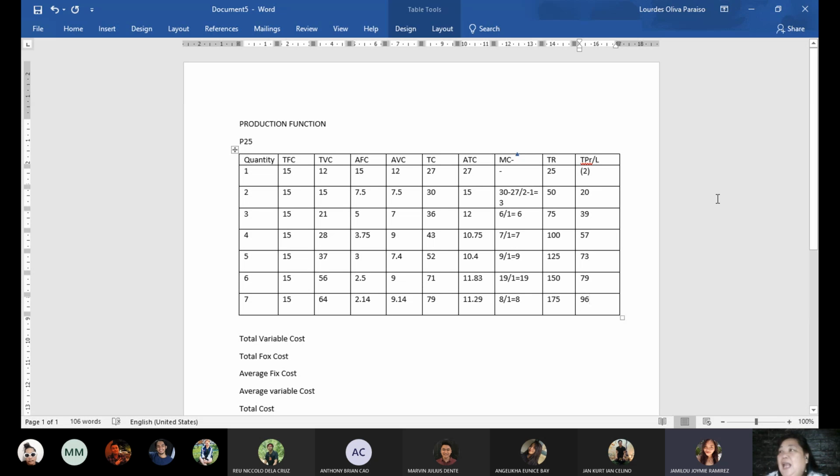Tanong, question ngayon. If you're going to look at your TPR or your total profit and losses, you have 20 going to 39 and then going to 57 and then going to 73 and then going to 79 and going to 96. So, pag ikaw ba, si Emily, are you going to continue on producing some more?